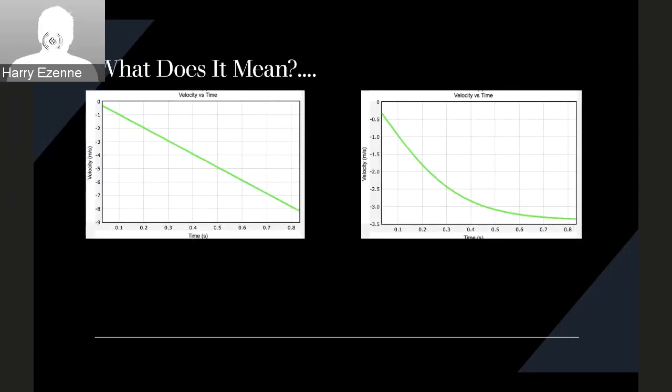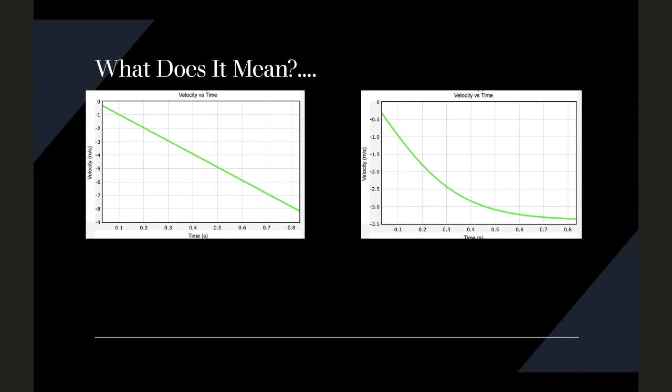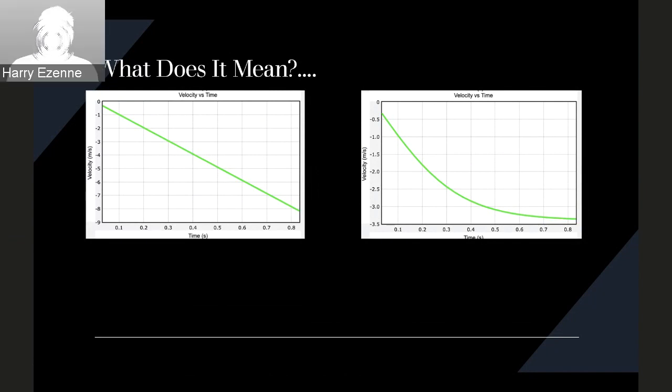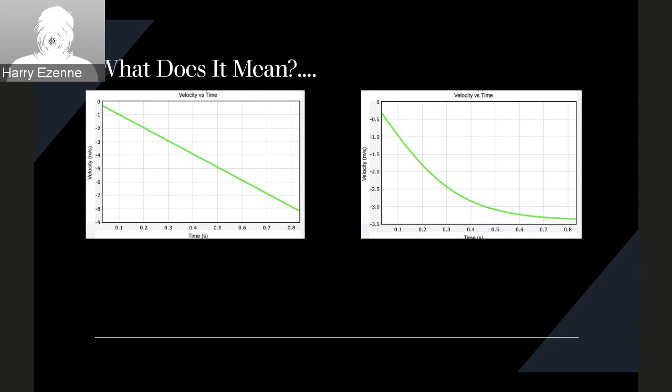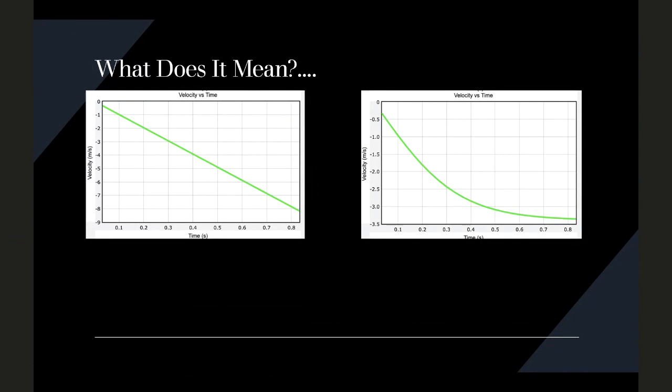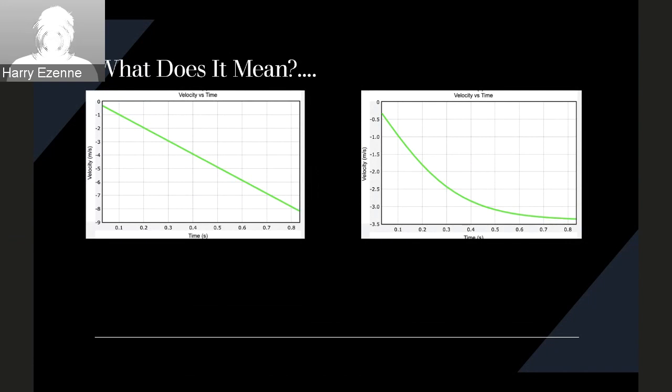So looking at velocity versus time, if you're comparing the first model, which is the one on the left, versus the second model, which is the one on the right, the second model better predicts terminal velocity. Terminal velocity happens when the drag force pointing up has exactly balanced the force of gravity going down. So this means that the net force is 0.